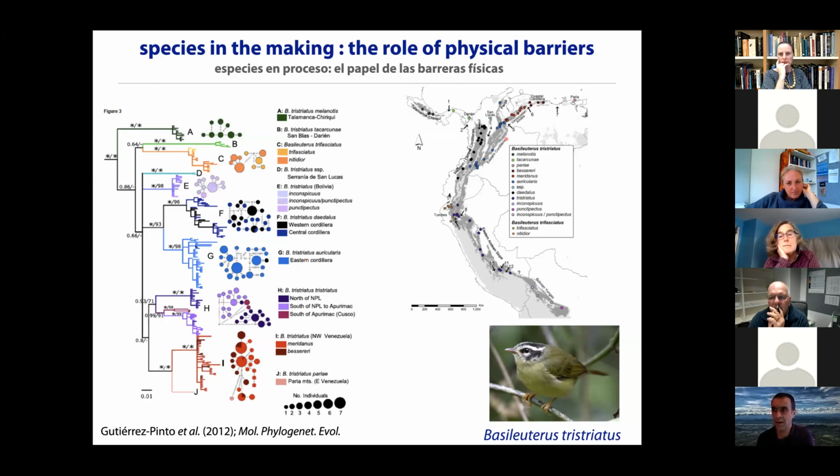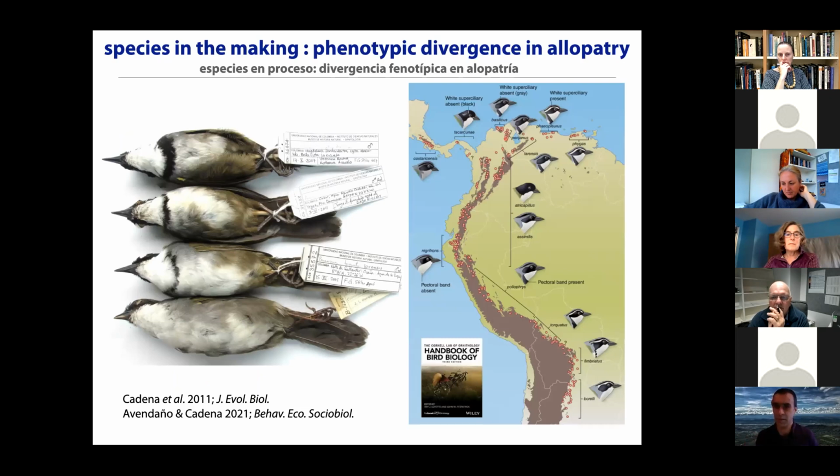So there's a lot of geographic complexity that leads to isolation of populations, divergence in allopatry. And I think that's a very important component of speciation in the tropics. That complex topography leads to complicated patterns of variation, not only in genetics, but also in phenotypes.